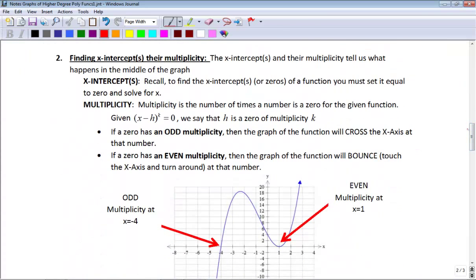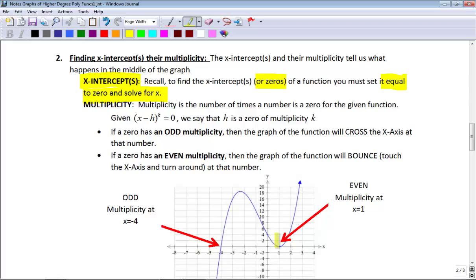So how do you find an x-intercept? Well, recall, in order to find an x-intercept, what you need to do is you need to set the function equal to 0 and solve for x. Now notice I said to find x-intercepts or zeros, right? We're going to start calling x-intercepts zeros from now on. And the reason that they're zeros is that they happen when the y value is 0. So they're called zeros of a polynomial. Zeros and x-intercepts are going to be interchangeable right now.